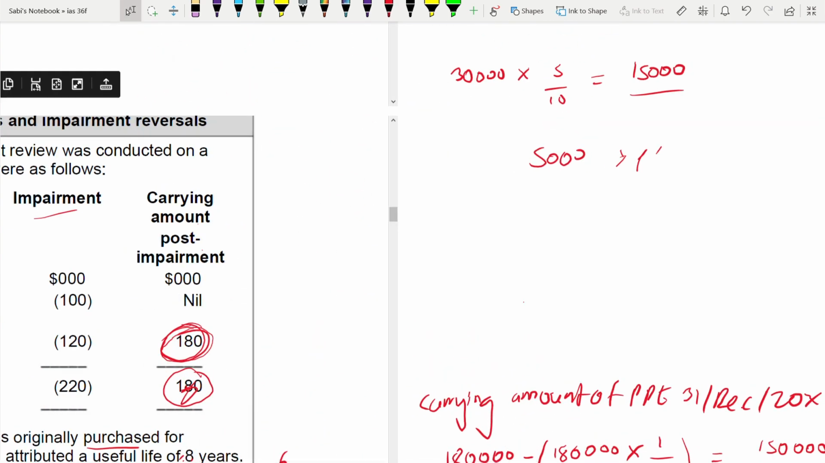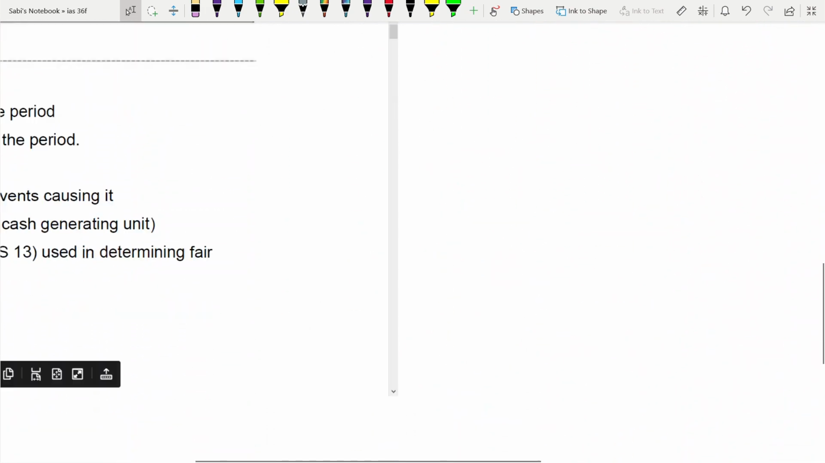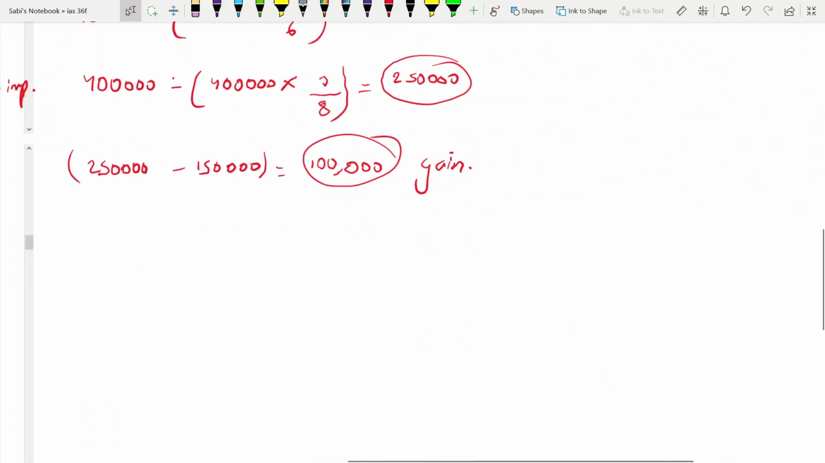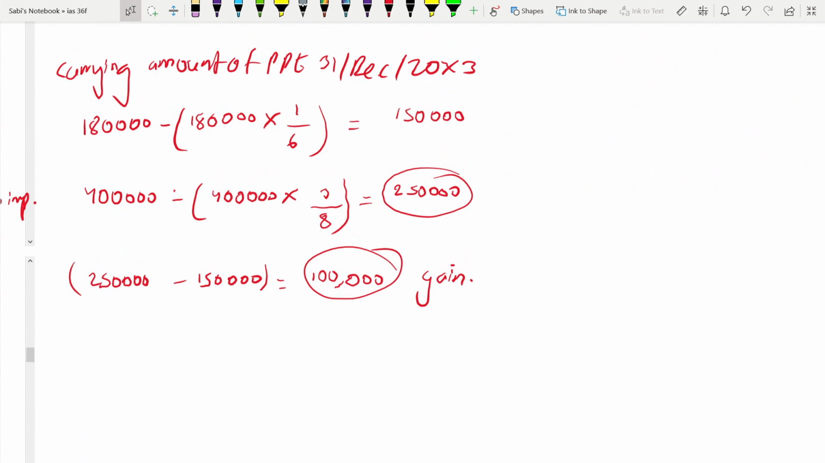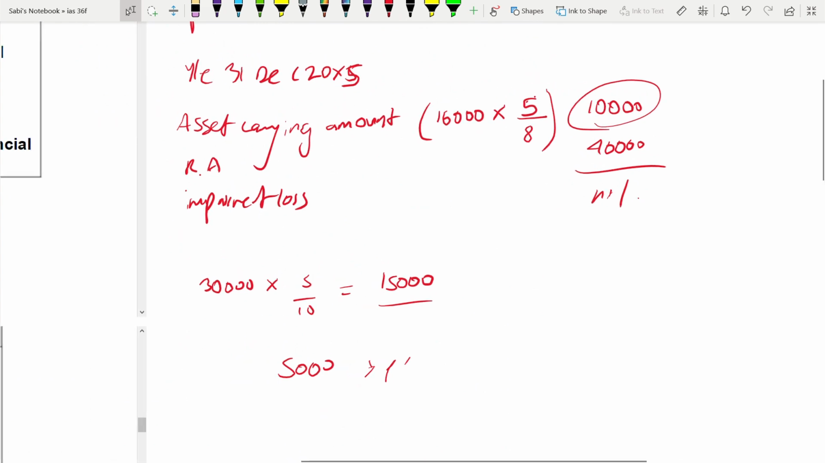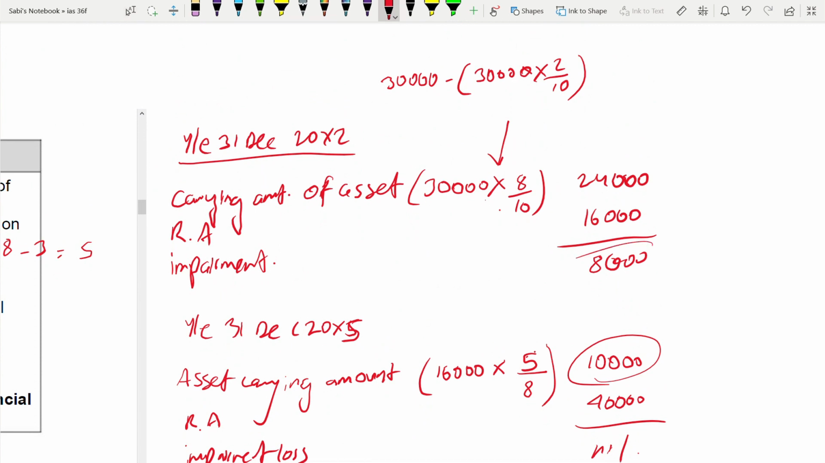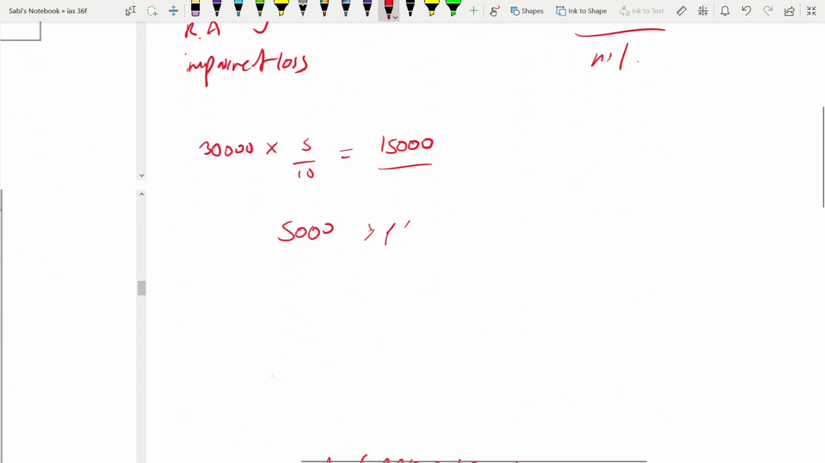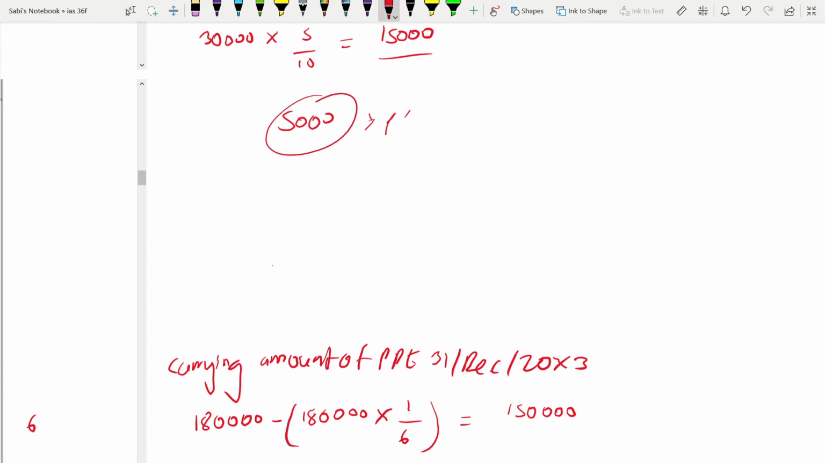If you see from here, from 150 to 250, the difference is the gain, the reversal. Here also 10 and 15, the difference is the reversal, 5,000. But if you see, the original impairment was 8,000, and you couldn't reverse the full 8,000. We could reverse up to 5,000. Why?